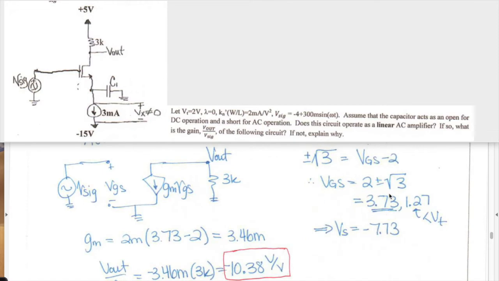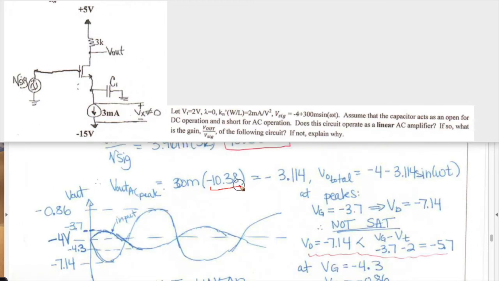Now that we know the DC conditions do turn it on and keep it in saturation, we need to see what the AC portion is doing. So we draw the hybrid pi, and we need to know gm, which we can get from that VGS value. The output current flows this way, so we get V out equals minus gm VGS times 3K. VGS is indeed just V sig, so we can divide by V sig and get V out over V sig, which is our gain of minus 10.3 volts per volt.